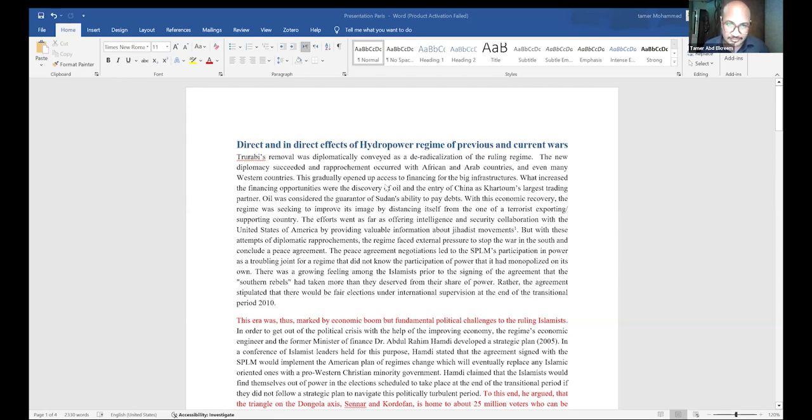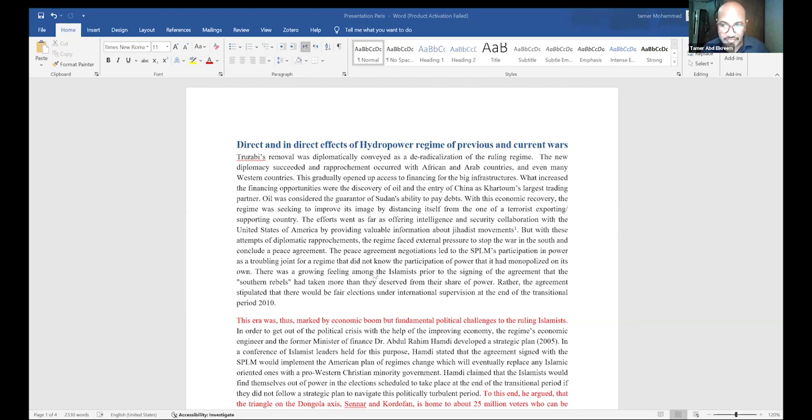Turabi's removal was diplomatically conveyed as a de-radicalization of the ruling regime. A new diplomacy succeeded, and rapprochement occurred with African and Arab countries and even many Western countries. This gradually opened up access to financing for big infrastructure. What increased the financing opportunities were the discovery of oil and the entry of China as Khartoum's largest trading partner. Oil was considered a guarantor of Sudan's ability to pay debts.